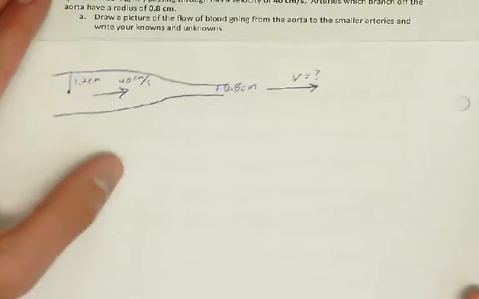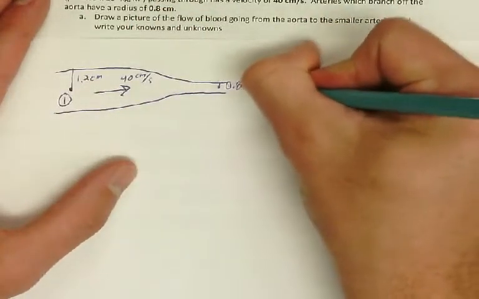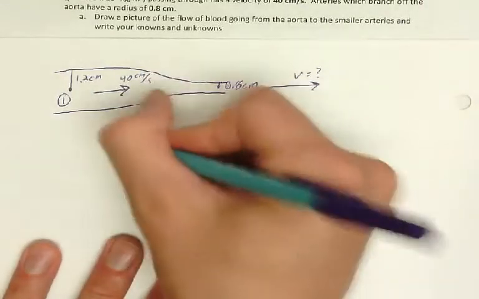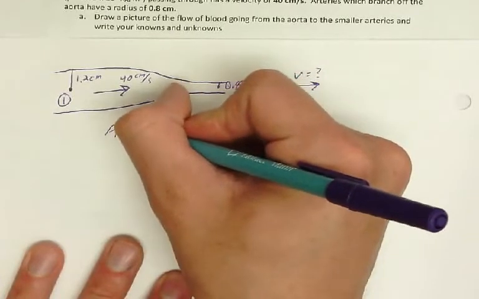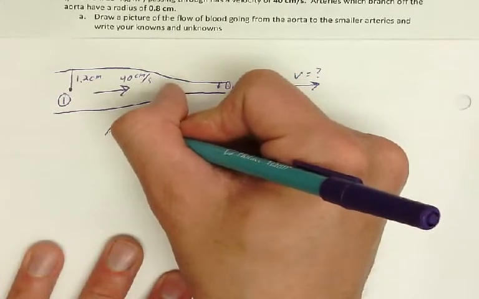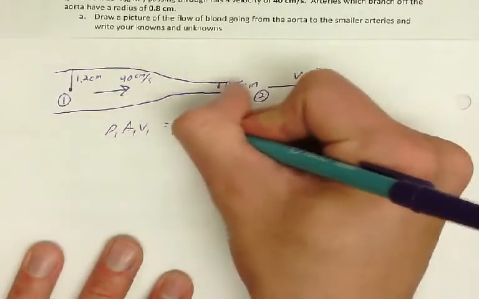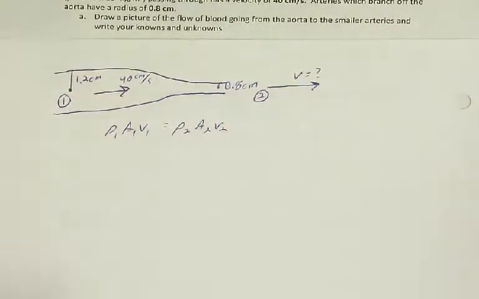So there's my diagram. Okay, once I've got the diagram drawn, so we have the initial part and then the final part, I like to label them. So this is position 1, this is position 2. The continuity equation is this: density at 1 times area at 1, velocity at 1, equals density at 2, area at 2, velocity at 2.